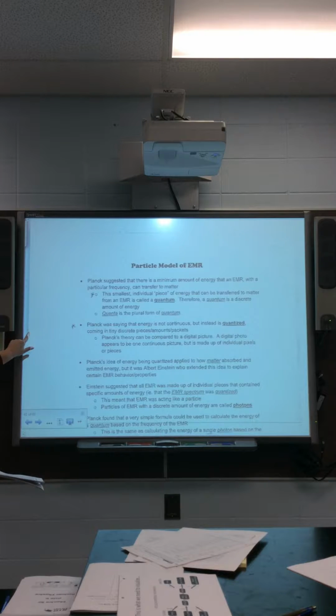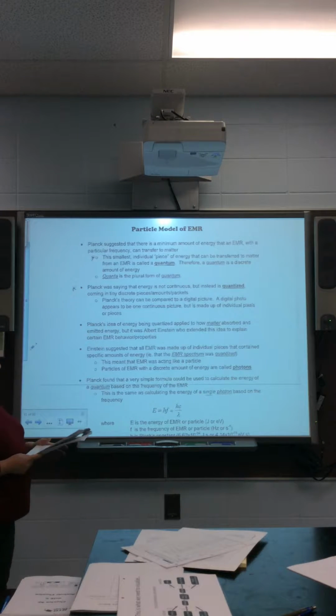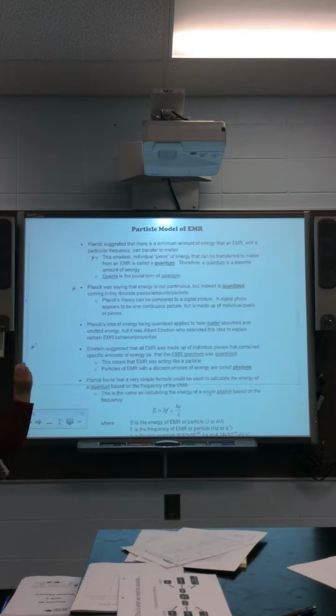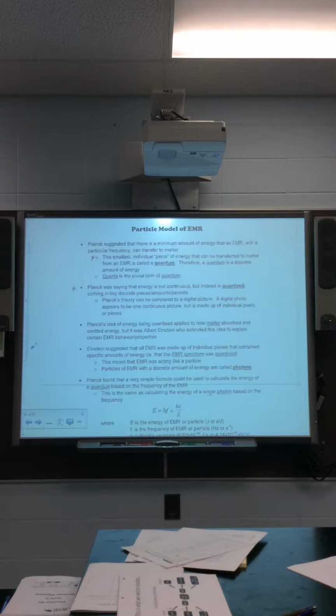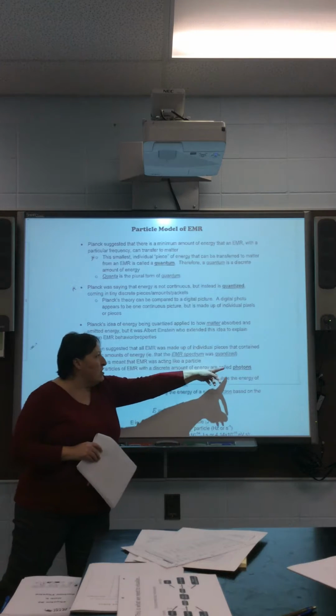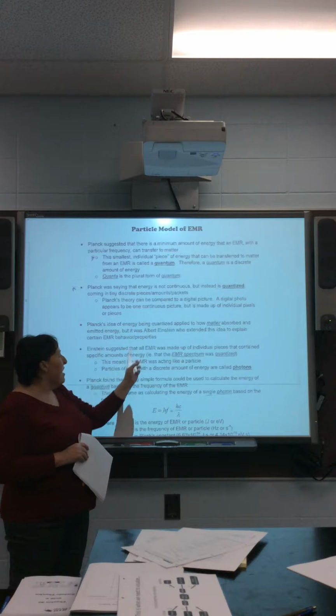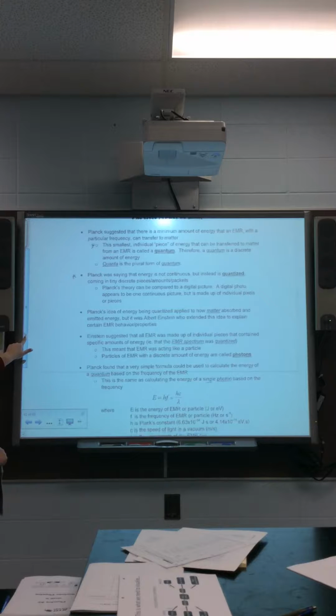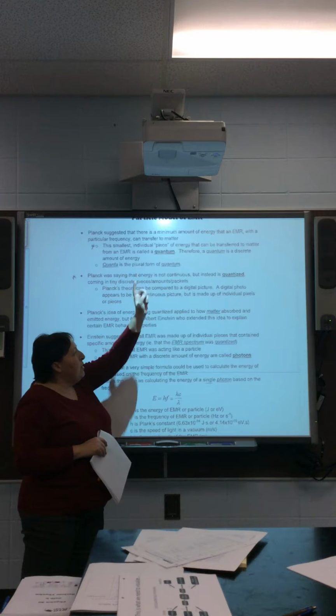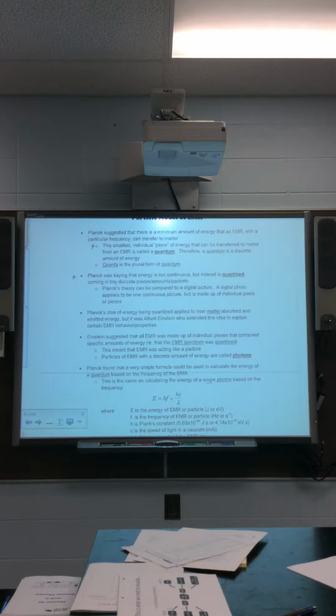So here the analogy is that Planck's theory is compared to a digital picture. The digital photo looks like one big piece, but actually if you were to zoom in on this video, you would see each one of these pixels. And each one of those pixels represents a photon or a packet of energy. So here Einstein is actually the one that came up with photons. So Planck came up with a quantum and Einstein came up with photon. And photon is the word that we use today, but the word quantum is what we use to talk about quantum physics.